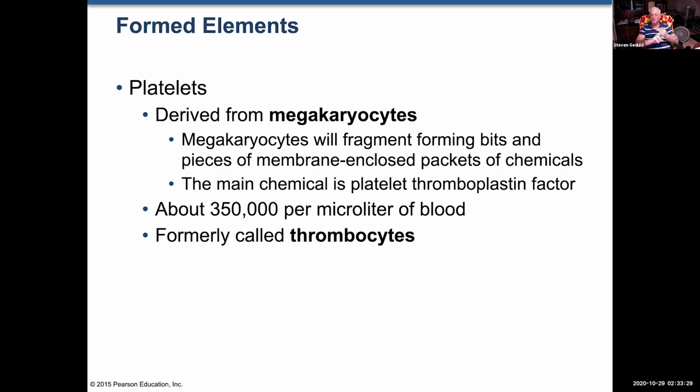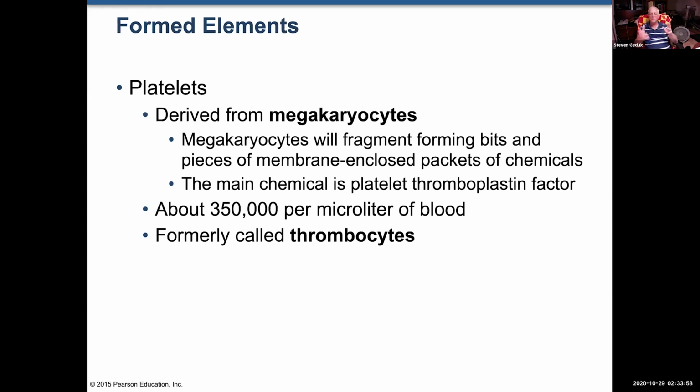And now we got our platelets. That's a third formed element. Remember, plasma is 55% of your blood. Your formed elements are 45% of your blood. And your formed elements consist of white blood cells, red blood cells, and platelets. Platelets are derived from this thing called a megakaryocyte. Megakaryocyte is this big monstrous cell, and it gives off little portions of itself, kind of breaks it off, and these little portions are your platelets. So it's derived from what's called a megakaryocyte.